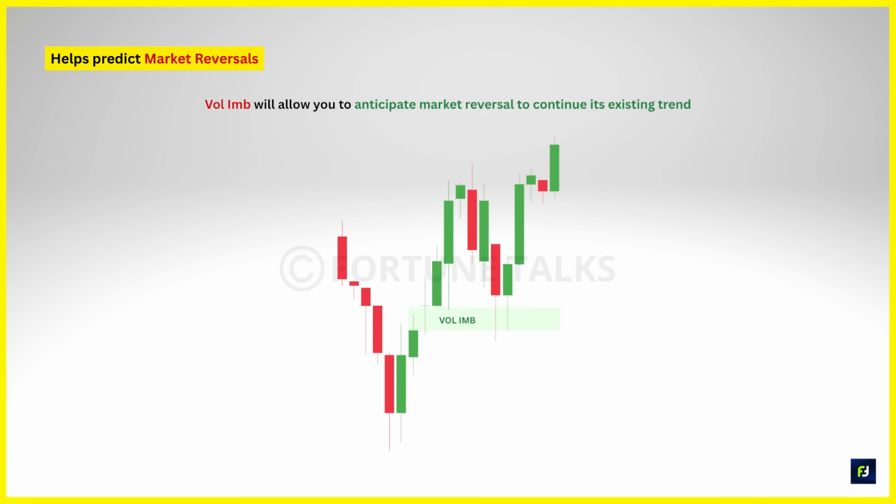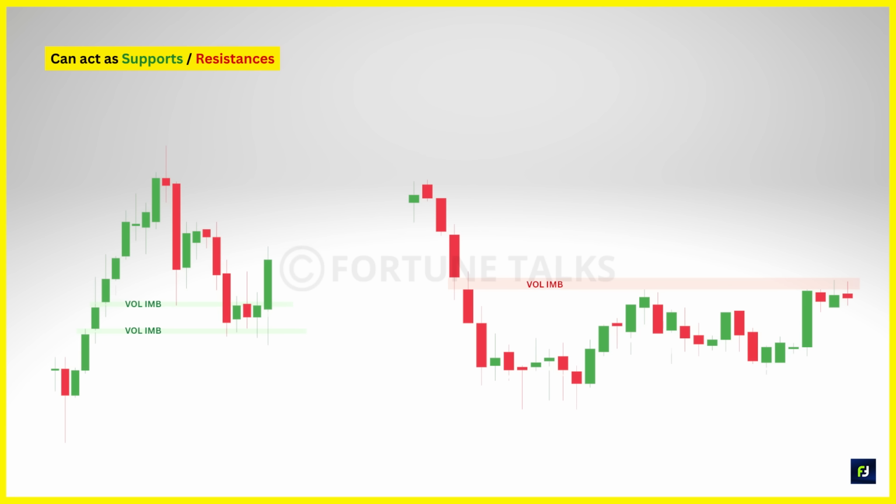So these imbalances will allow you to anticipate potential turning points in the market and thereby adjust your strategies to take advantage of these movements. The second feature is that volume imbalances can act as supports and resistances for prices. For example, if a volume imbalance serves as a support level, the price may revisit this area and then move upwards. Conversely, if it serves as a resistance, the price may struggle to break through and could potentially reverse, leading to a downward movement. But do keep in mind that this idea should not be used in isolation. Rather, you need to look for confluence setups that improve the probability of success.